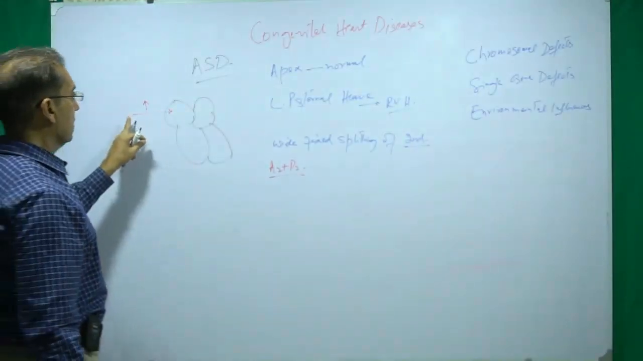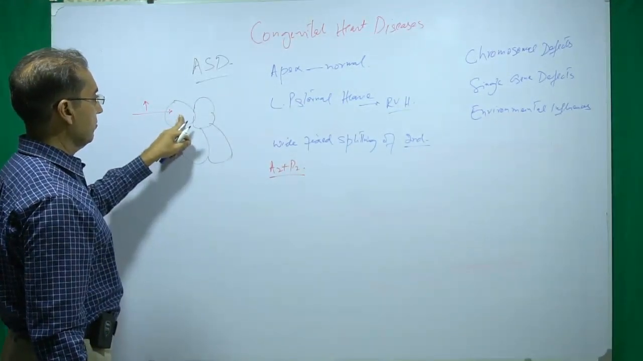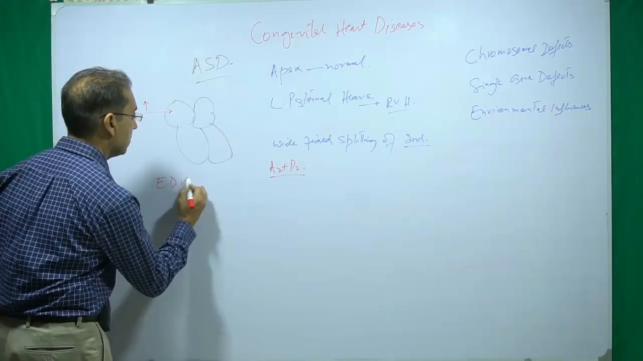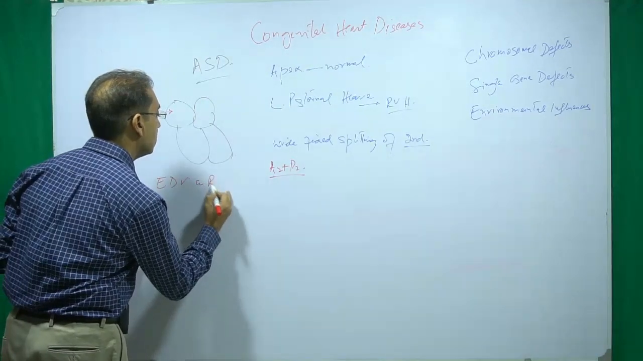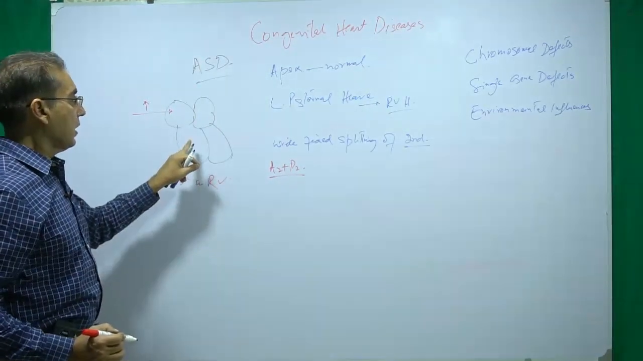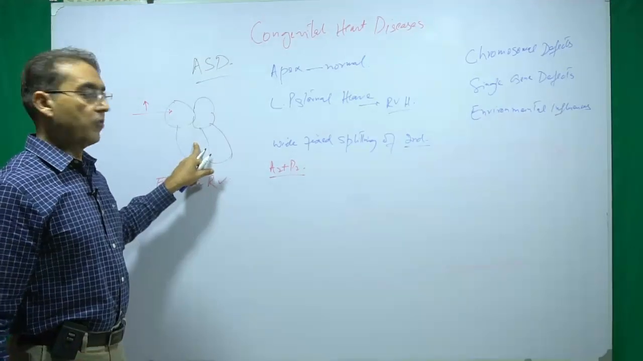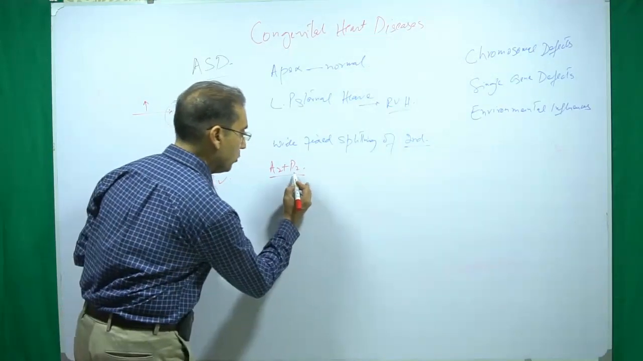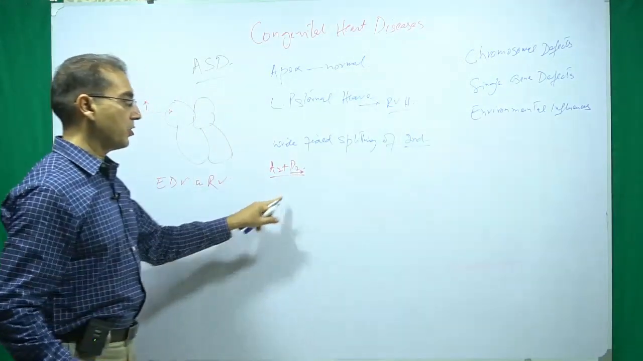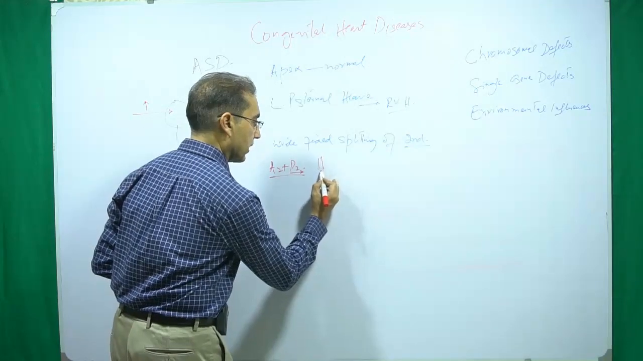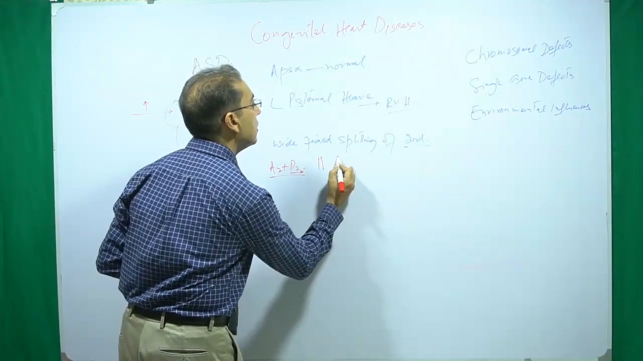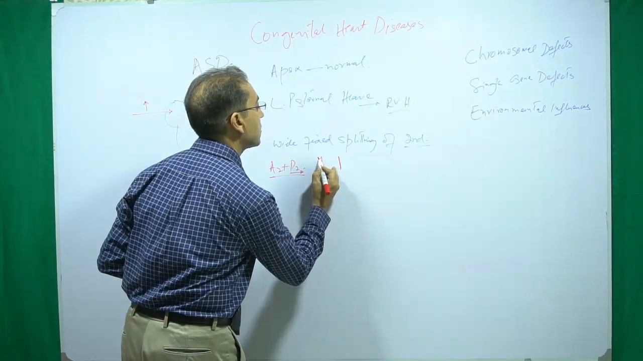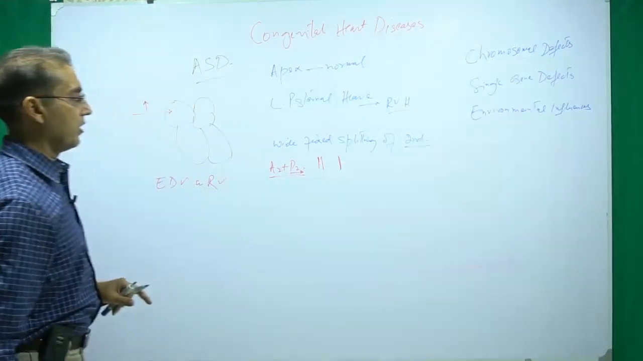In inspiration, there is increased venous return into the right atrium. There is increased end diastolic volume of the right ventricle. That means the ejection time of the right ventricle is delayed. When the ejection time of the right ventricle is delayed, the P2 is also delayed. So during inspiration, you hear a splitting of the second heart sound. In expiration, you hear these as one sound. But during inspiration, you hear a splitting. So this is called respiratory variation.